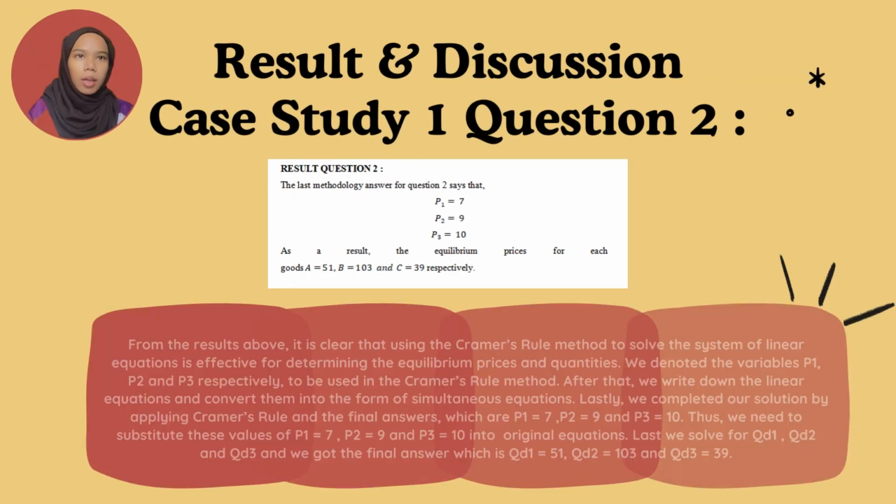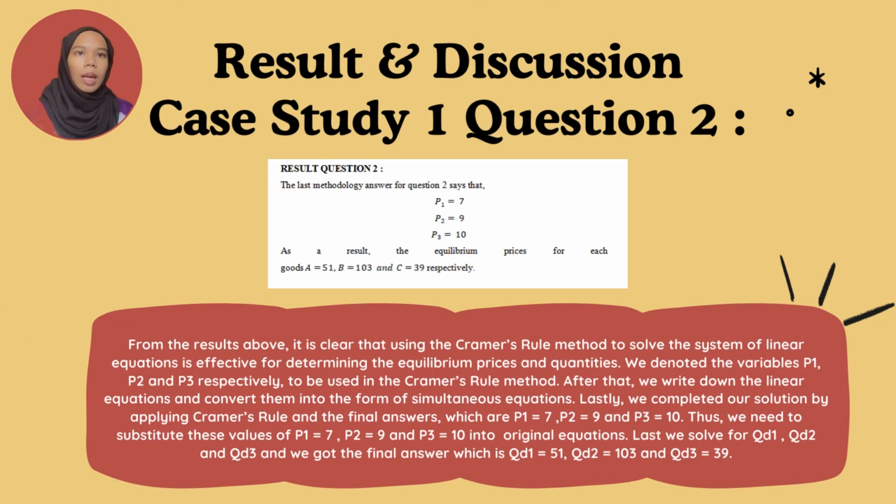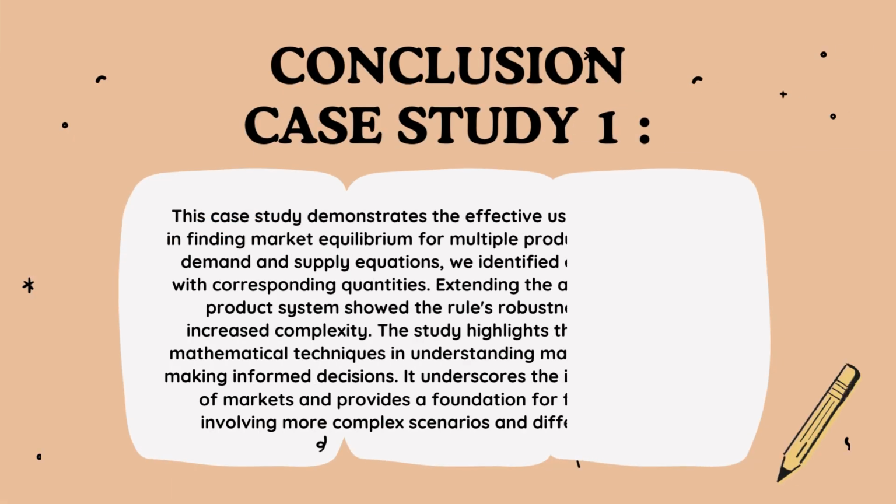Result and discussion, case study 1, question 2. The last methodology answer for question 2 says that P1 equals 7, P2 equals 9 and P3 equals 10. As a result, the equilibrium quantities for each good, A equals 51, B equals 103 and C equals 39 respectively.